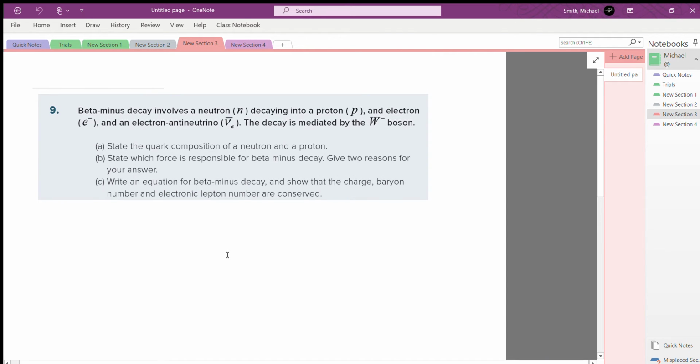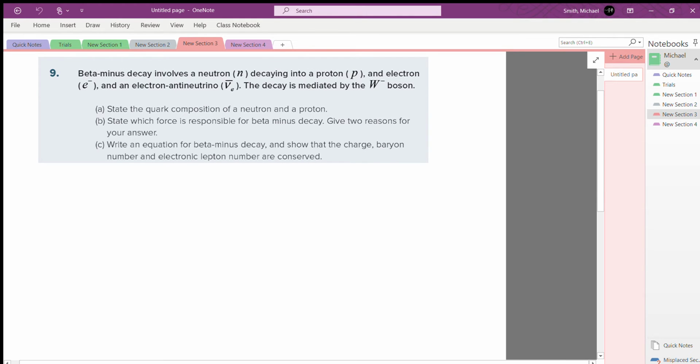This is question 9 from the SACE Stage 2 Physics Course Companion from subtopic 3.4, the Standard Model. Here we have beta minus decay, where a neutron decays into a proton, an electron, and an electron antineutrino. The decay is mediated by the W minus boson.